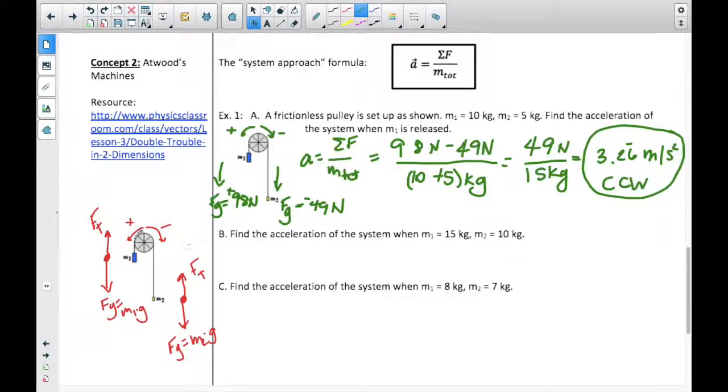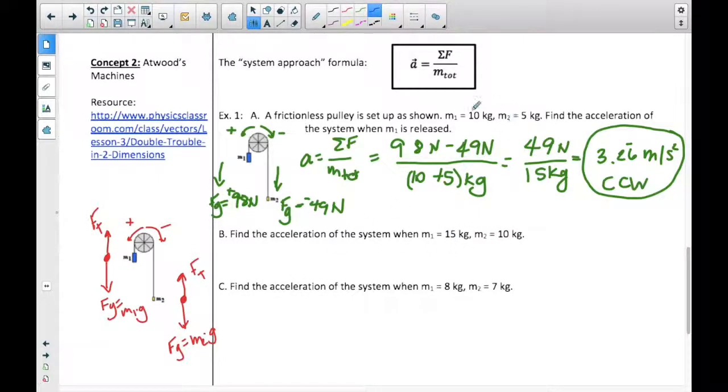Notice how I didn't talk about tension in there, and other methods will talk about tension, but I think this simplifies it if we just realize those tensions are canceling each other out, so we're not going to worry about them. With that method, then, we should be able to do a similar approach for finding any various masses.